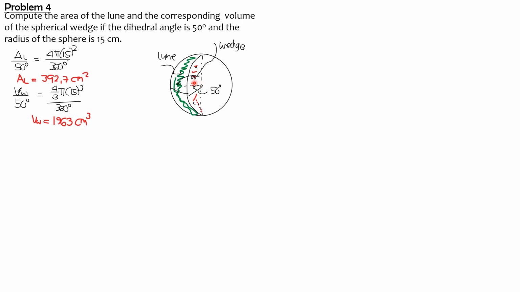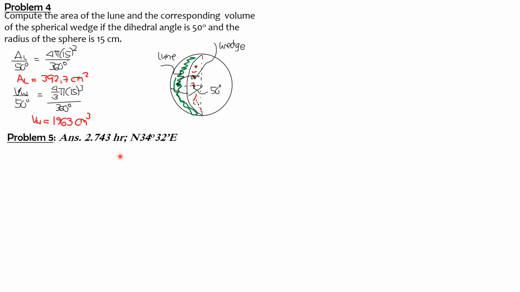Likewise, volume of the wedge at 50 degrees equals volume of sphere, which is 4/3 pi r cube, 4/3 pi 15 cube, divided by 360 degrees. So solving for the volume, it is 1963 cubic centimeters.